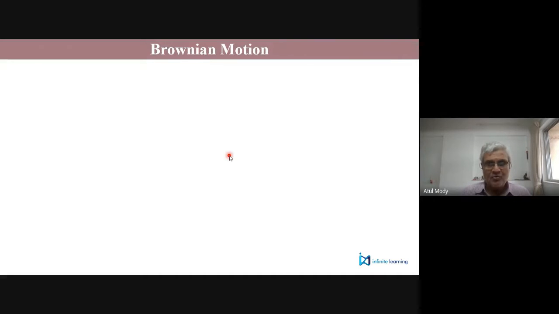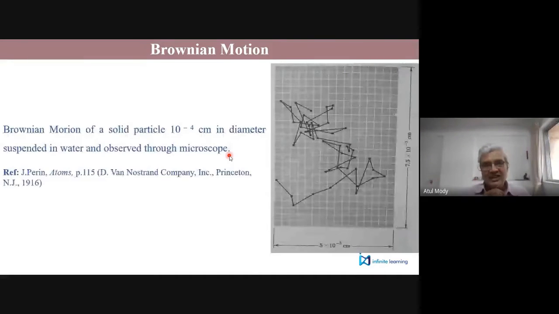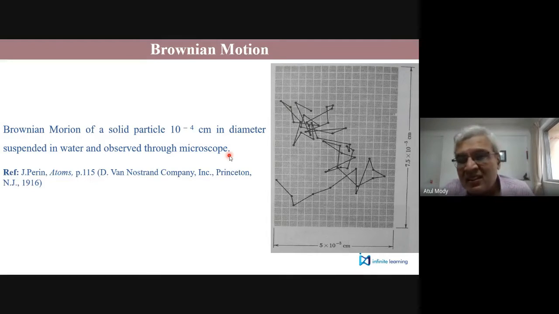Now, gas molecules within a gas move very randomly. That's the photograph reproduced with courtesy of J. Perrin's publication in Atoms. It shows a particle size of 10 raised to minus 4 centimeter, which is like 100 micron, and the width is almost 50 times more, and the height of this box which we have taken is 75 times more. So 50 times and 75 times the size of the molecule.